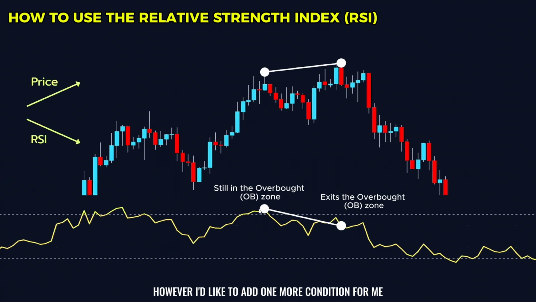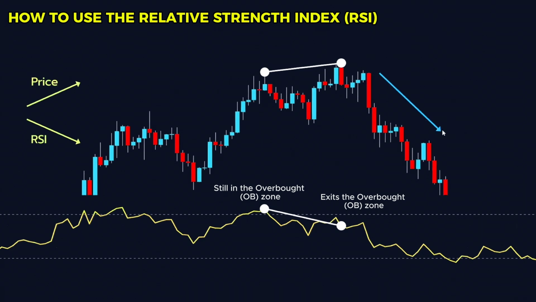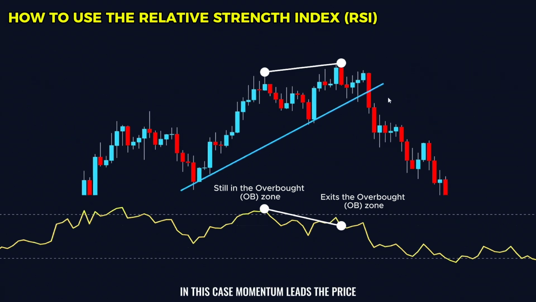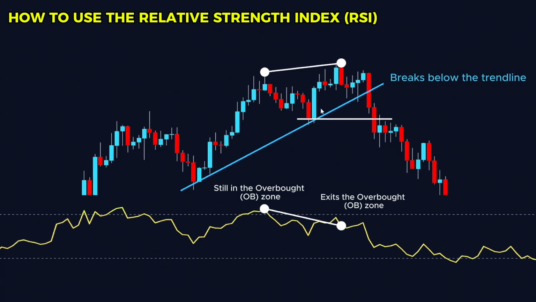However, I'd like to add one more condition. For me, the first RSI low should be inside the oversold zone. This tells us that the market has already experienced heavy selling and is very weak. Then, as the RSI rises, it should be strong enough to break back above the oversold zone. This tells us that momentum is recovering. Only then do I consider taking the trade. In this case, momentum leads the price. The RSI turns higher first, and after a while, the price follows. This is what we call a bullish divergence.